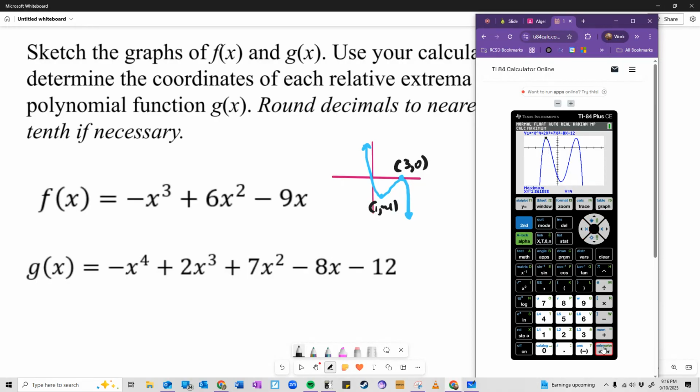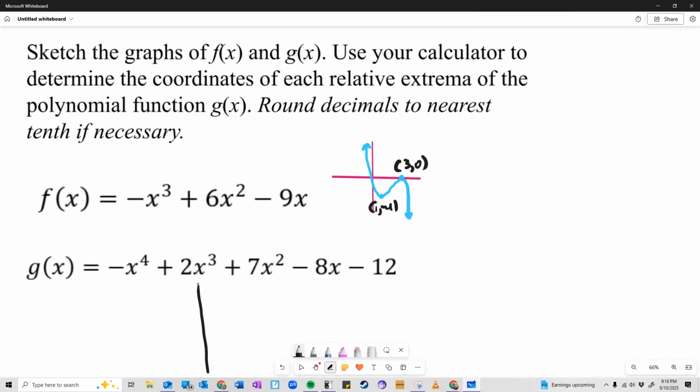My relative max is at, I have to round this to the nearest tenth. So I see it's negative 1.5, but then after the 5 is a 6. That tells me to round this 5 up. Since the 6 is 5 or higher, I'm going to round this 5 up to a 6. So my x-coordinate is negative 1.6, and my y-coordinate is 4.